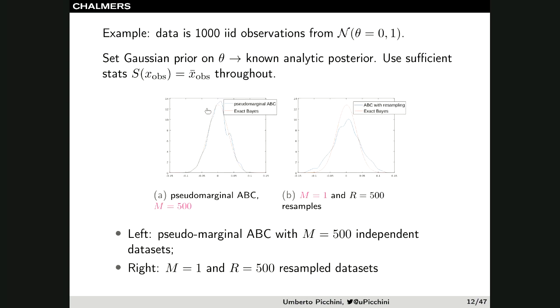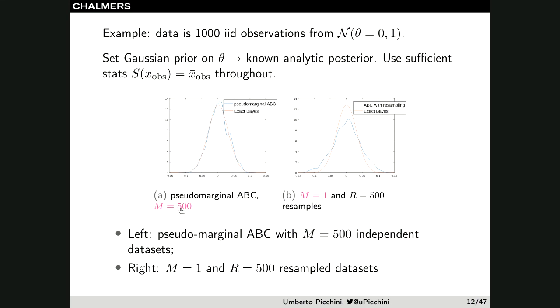And so what we see on the left is that we have the exact posterior in red, and we have the pseudo-marginal ABC posterior in blue, when at each iteration I simulate M equal to 500 independent datasets.